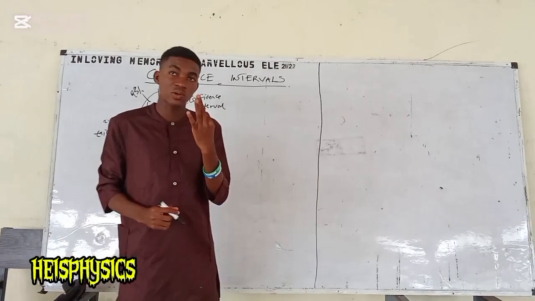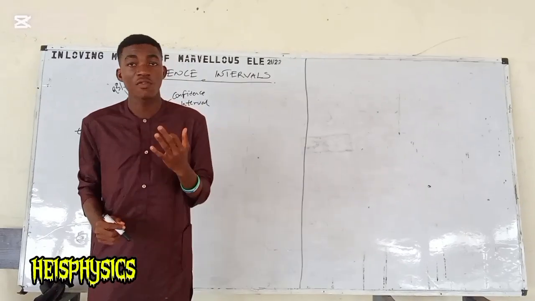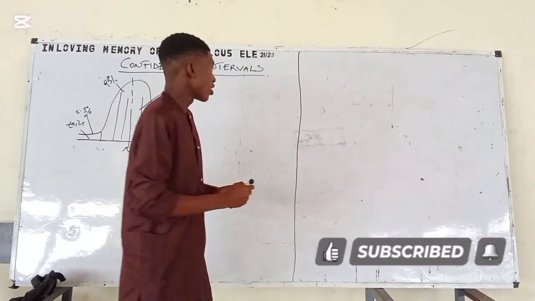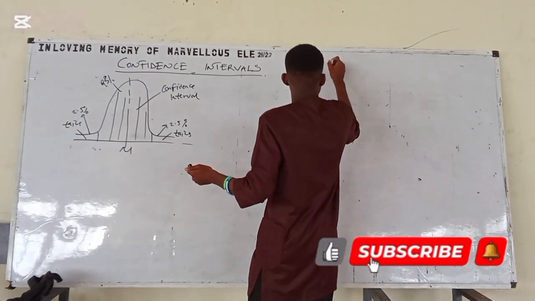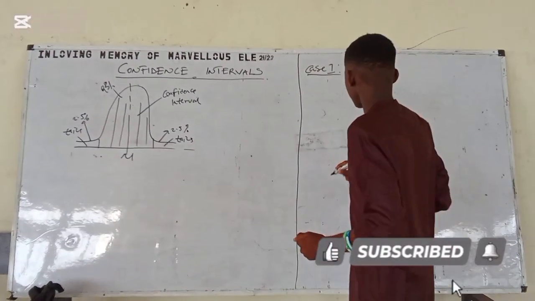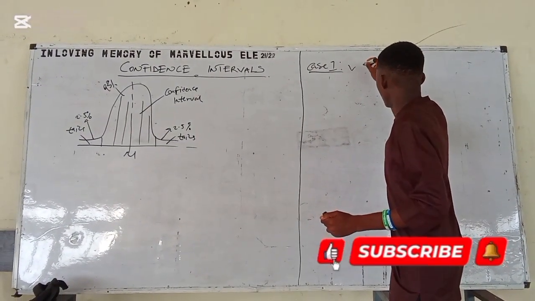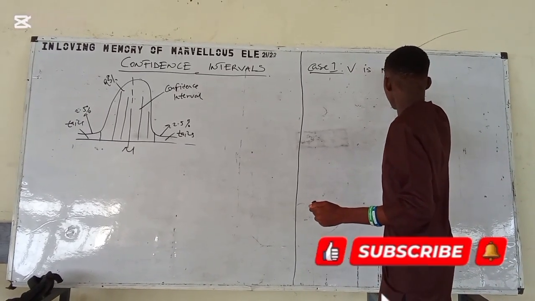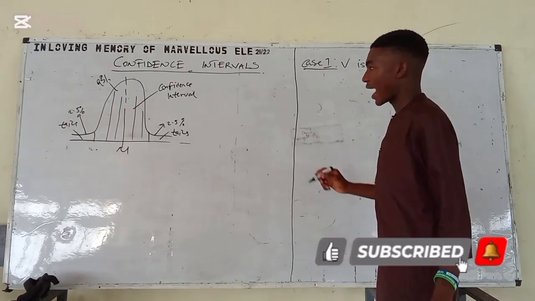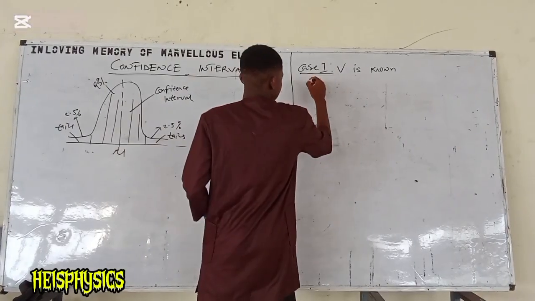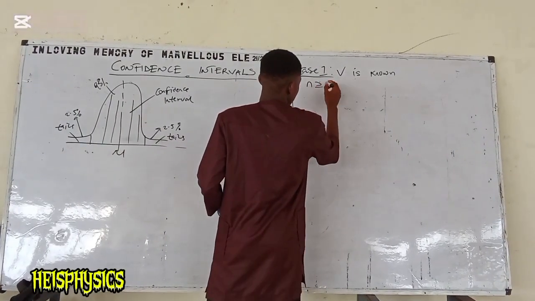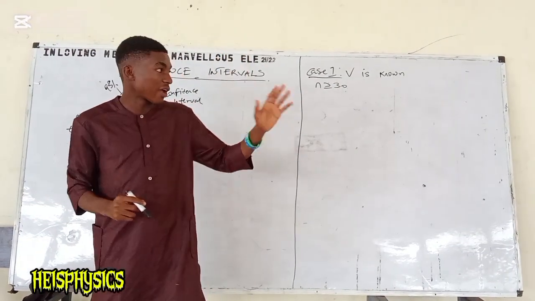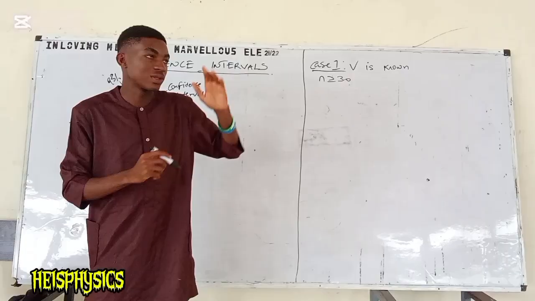So we have three methods, or otherwise three cases, of solving confidence interval. We have case 1, case 2, and case 3. Case 1 is when your variance is known, let's call it V, and your sample size N is greater than or equal to 30.